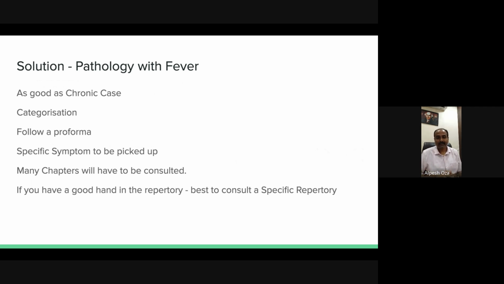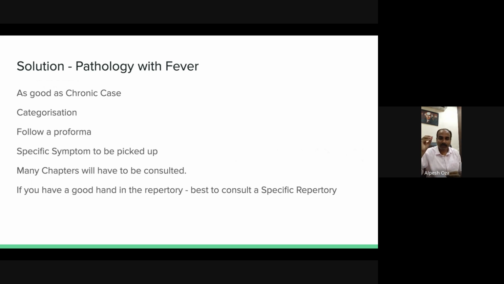The solution is that it is as good as a chronic case. Number one thing you have to understand, you need to categorize it into various different categories, which I have laid down and which I'll be sharing in the fever workshop. Follow the case taking proforma, because without following a proforma, it is not going to lead you anywhere and it will be a lot of symptoms, a maze of symptoms, you will get lost. After 15 years, I realized that you need a proforma to your case, especially in fevers.